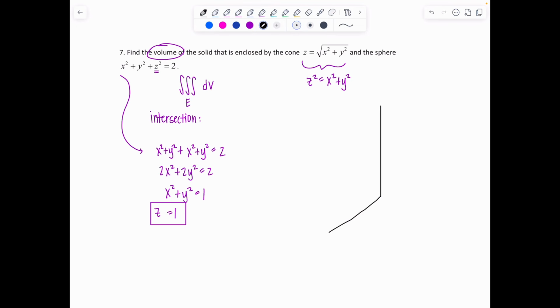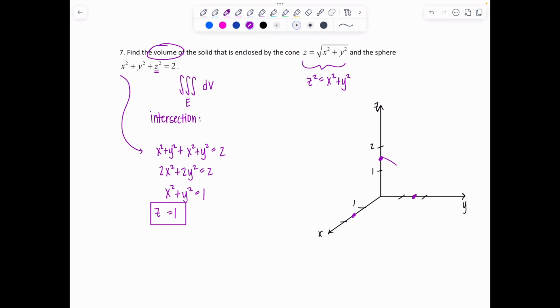The cone, it's just the upper half of the cone because you see we only have the positive radical. And then the sphere, well, we're just going to be above the xy plane since we're only dealing with the upper half of the cone anyways. Now, the radius of the sphere is root 2, is it not? Yes, it is. Okay, so here's 1. Here's 2, and root 2 is about 1.4. So the sphere is going to open downward because we're just dealing with that top half.